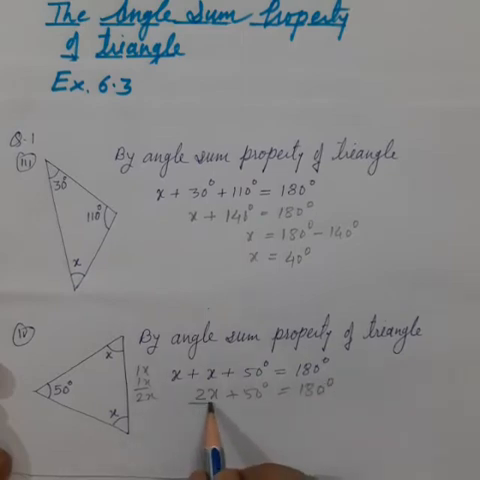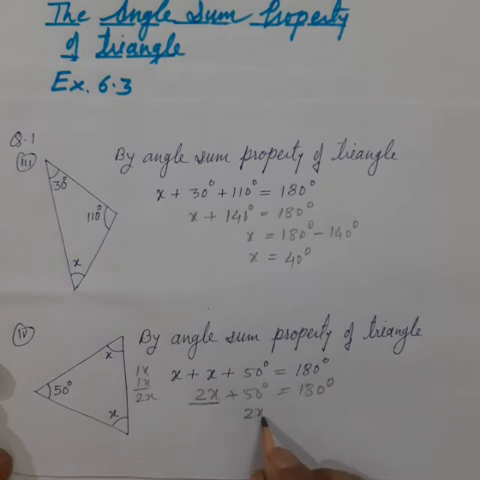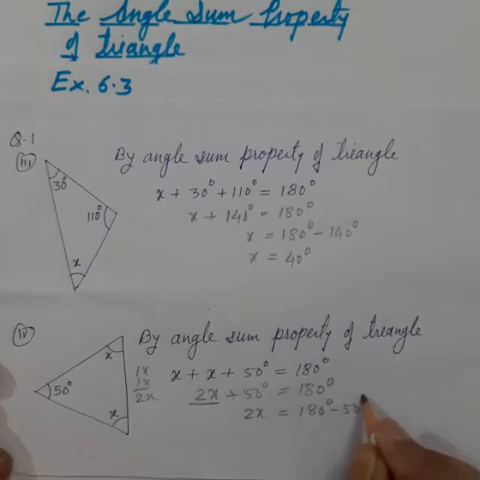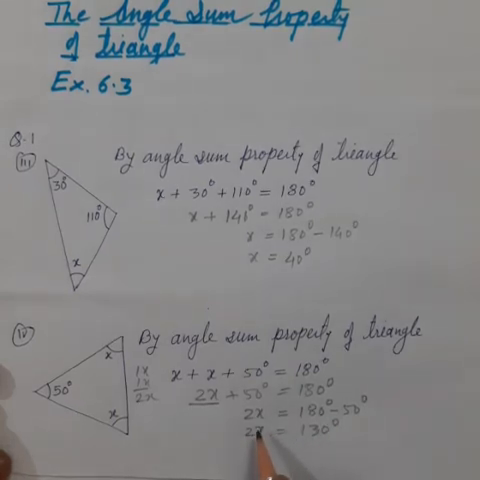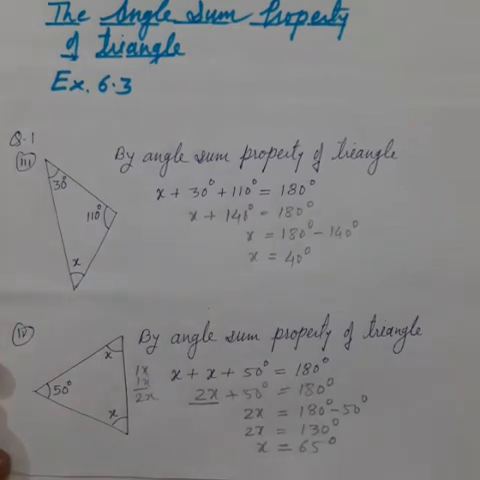Now this is the variable part. Transpose 50 to the right hand side. Keep 2x, the variable part, on the left side. 180 degrees minus 50 degrees, 2x equal to, we get 130 degrees. Now we don't want the 2, so divide both sides by 2. So here we will get x, and 130 divided by 2 is 65 degrees. So the measure of x is equal to 65 degrees.